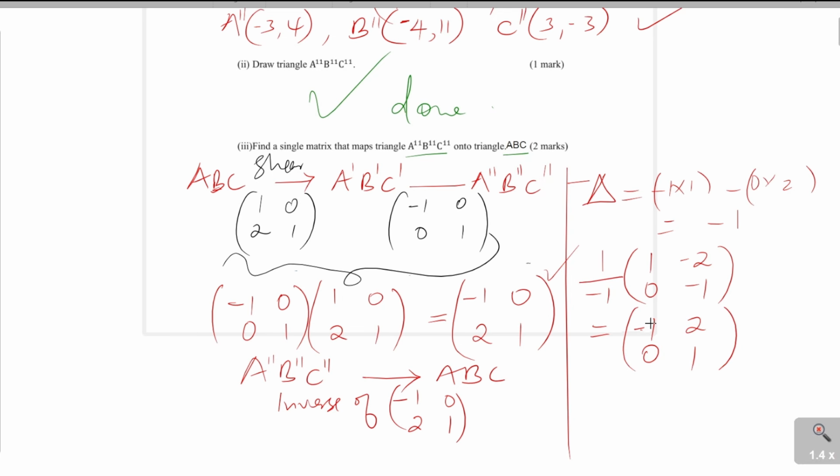So now this will be the single matrix that would map A double prime, B double prime, C double prime onto ABC. So we started by getting a single matrix for this successive transformation. That was the single matrix. That is a shear followed by the other transformation. Then once we got that, we got the inverse of that. So that is how you're supposed to solve that question.